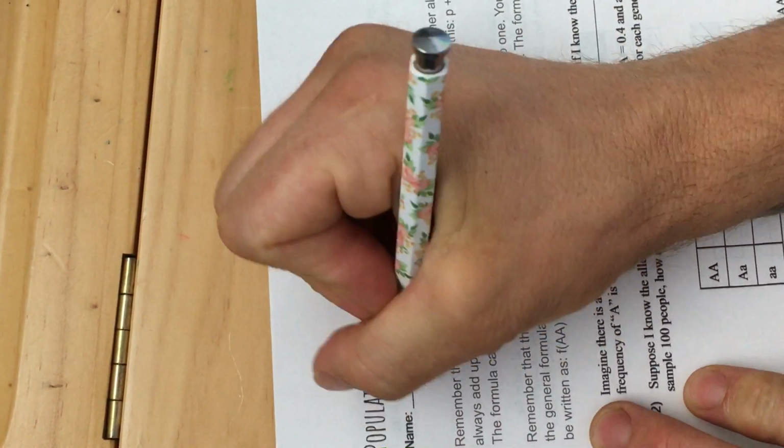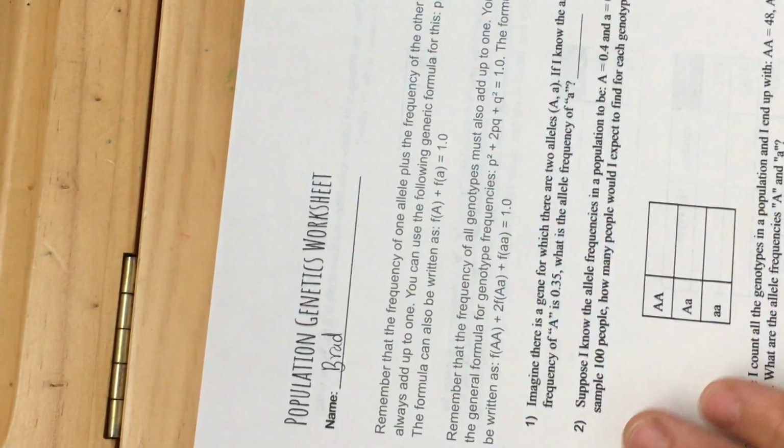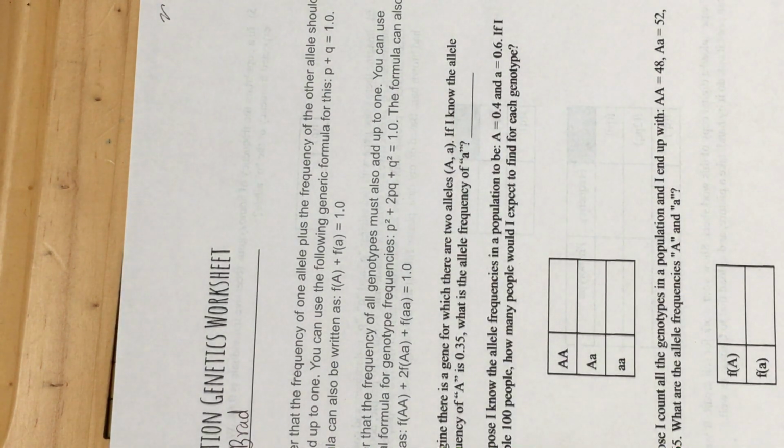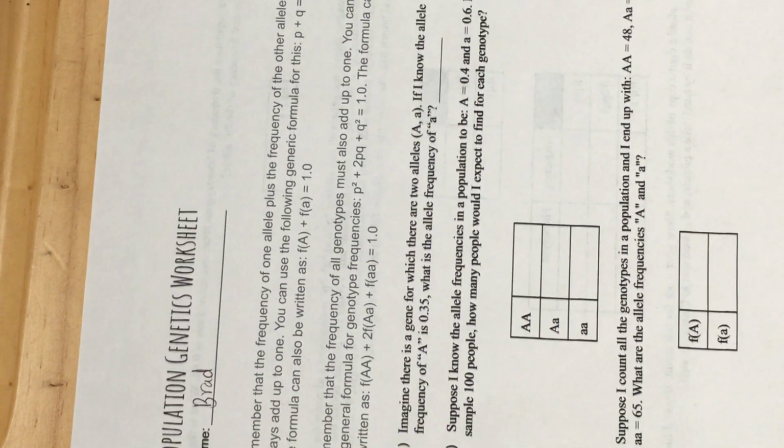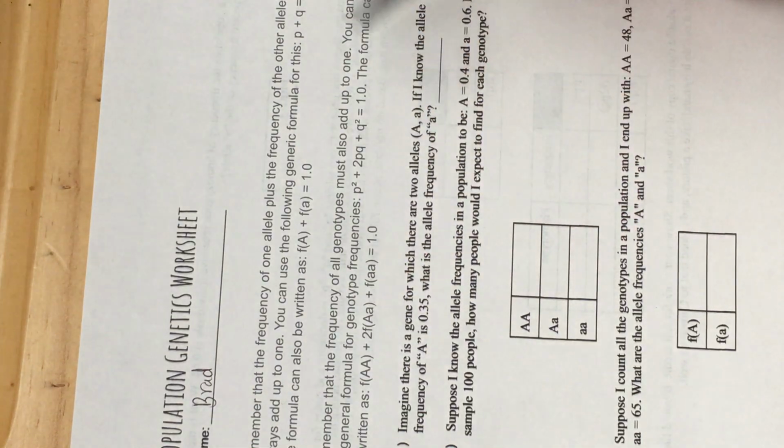All right, and this video is on the population genetics worksheet, so we'll put our name on at the top. So remember that frequencies p plus q adds up to 1, or the frequency of big A plus the frequency of little a add up to 1. And then remember, to find the genotypic frequencies, we basically square both sides of that equation.